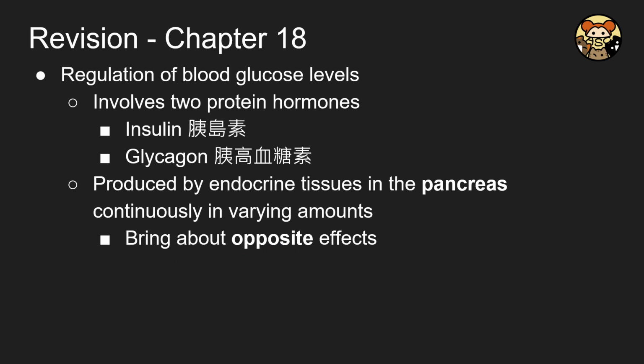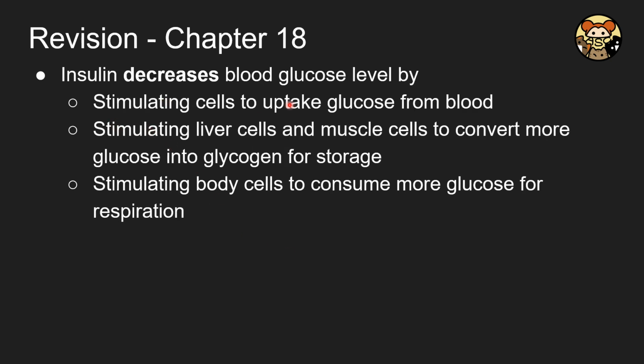So what are the opposite effects? Insulin decreases blood glucose level by stimulating cells to take up glucose from blood, stimulating liver cells and muscle cells to convert more glucose into glycogen for storage, and stimulating body cells to consume more glucose for respiration. For all the text in this particular slide, you have to remember it very precisely, because especially for the term glucagon, you may mix it up with glycogen. This is a totally different concept. So beware of every single word in this slide. You have to remember it very carefully and precisely.